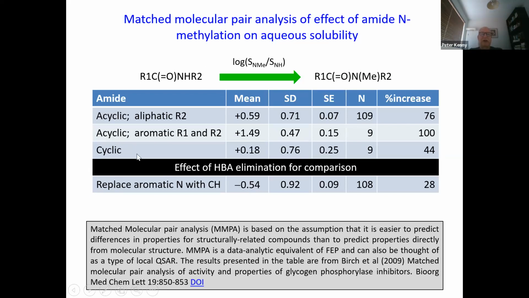This is quite interesting here. These are the cyclic amides, and here there's really very little effect. It's slightly positive, but it's not outside the standard error, so you wouldn't say it's statistically significant.